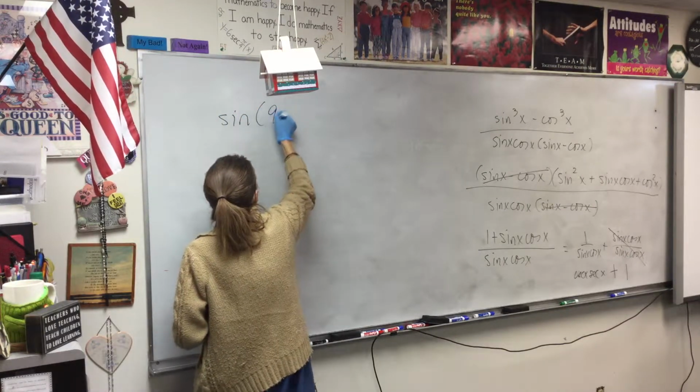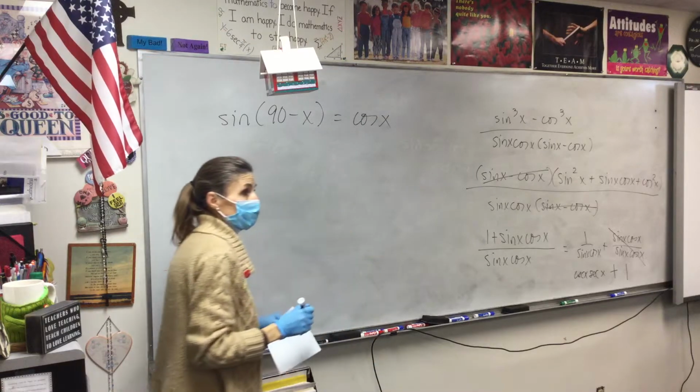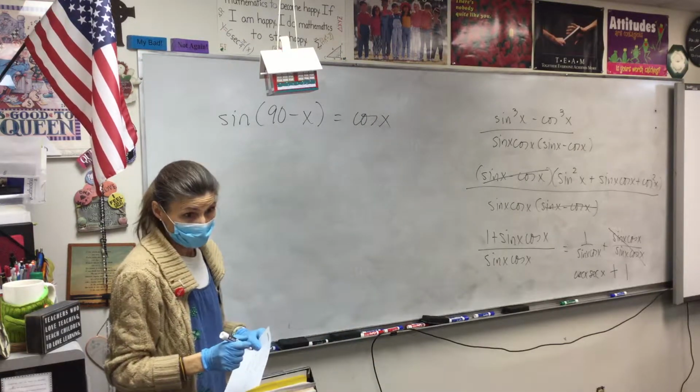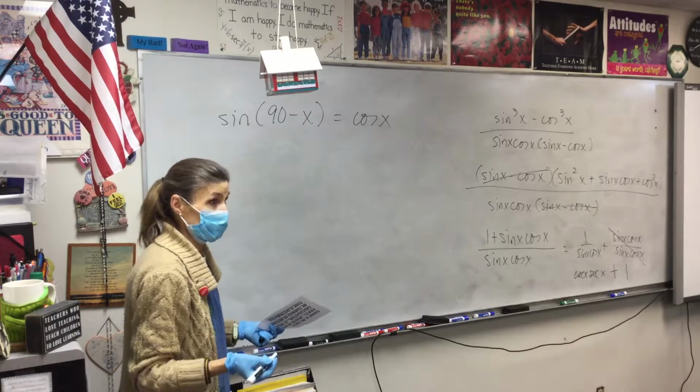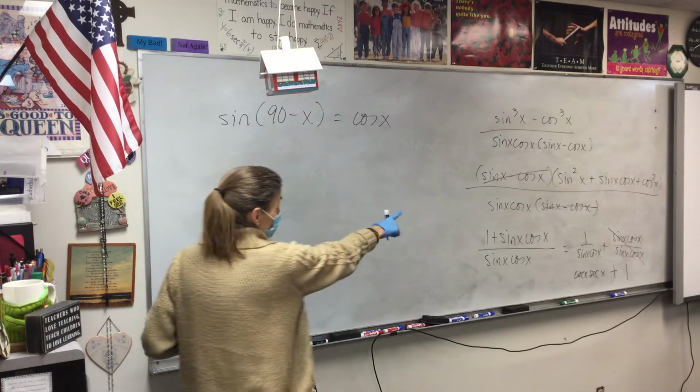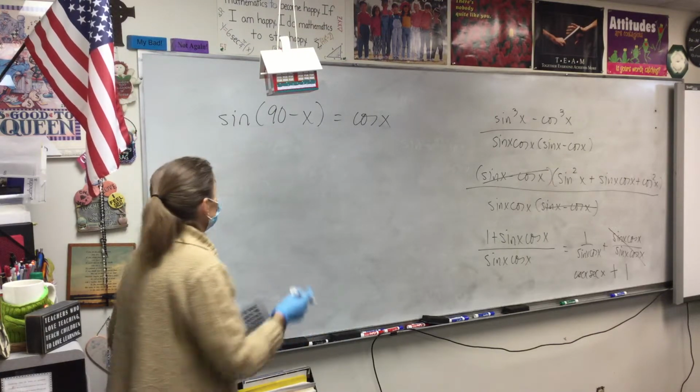you actually memorized this one. Well, you were supposed to have memorized this one. It's one of the co-function identities. Today we're going to prove it. We're going to pretend it's one of those. We're just going to prove it. And it's real easy to do.